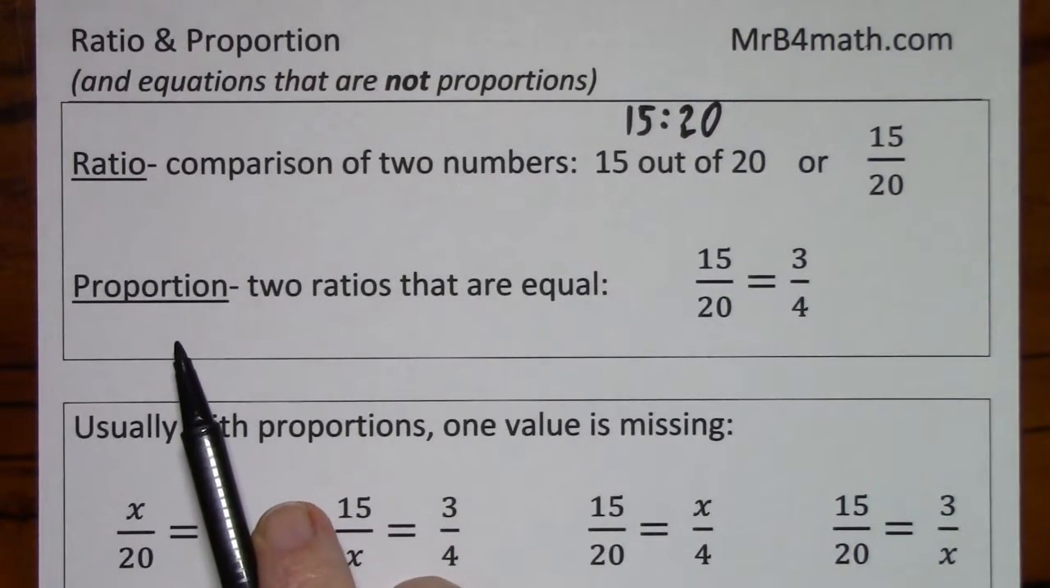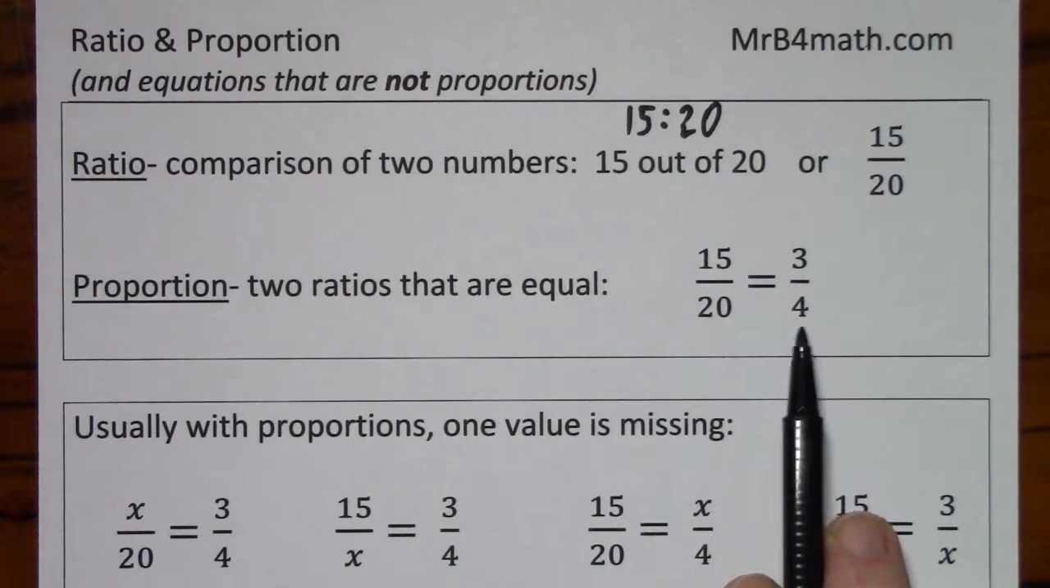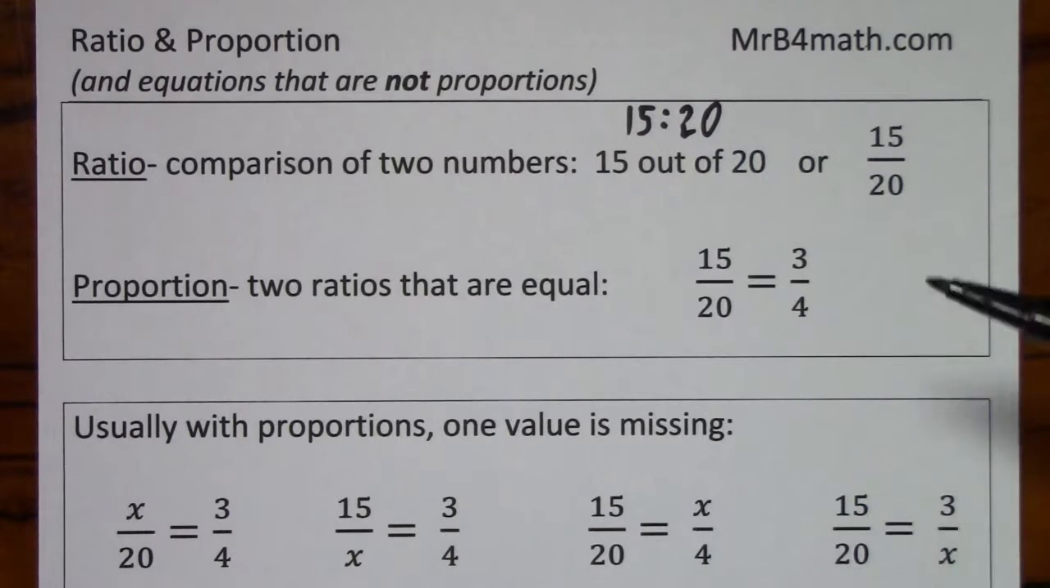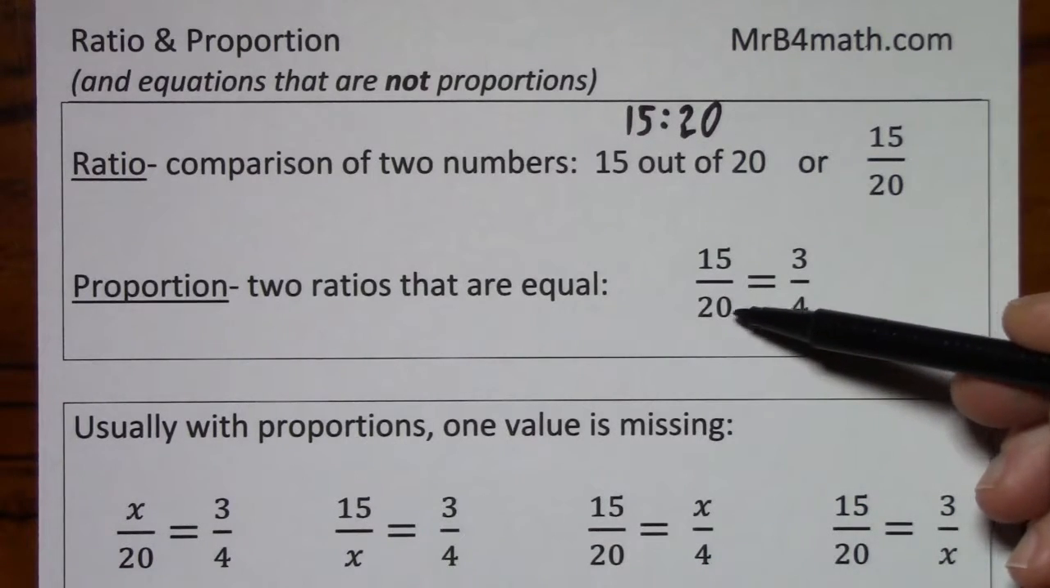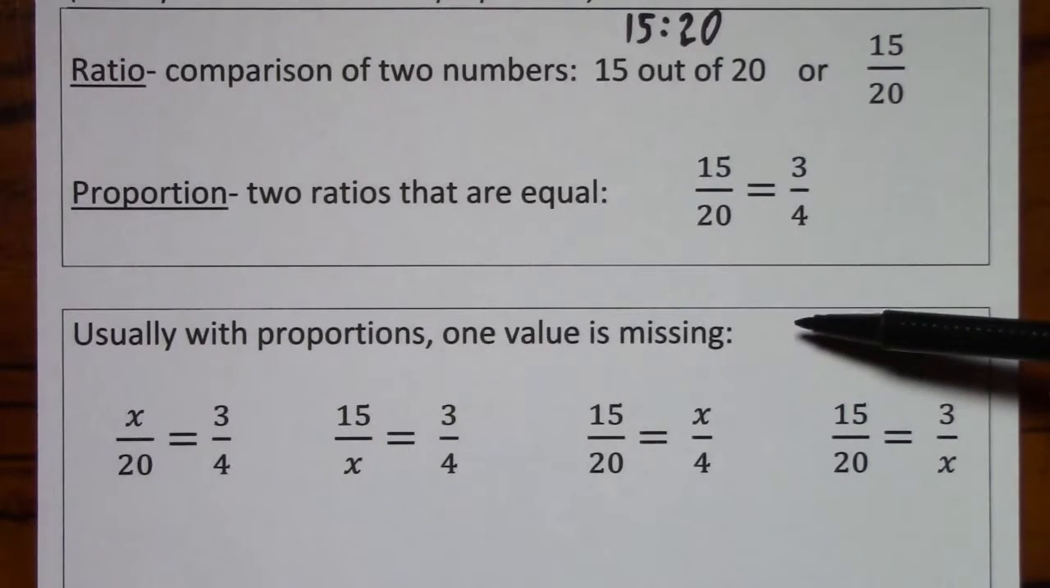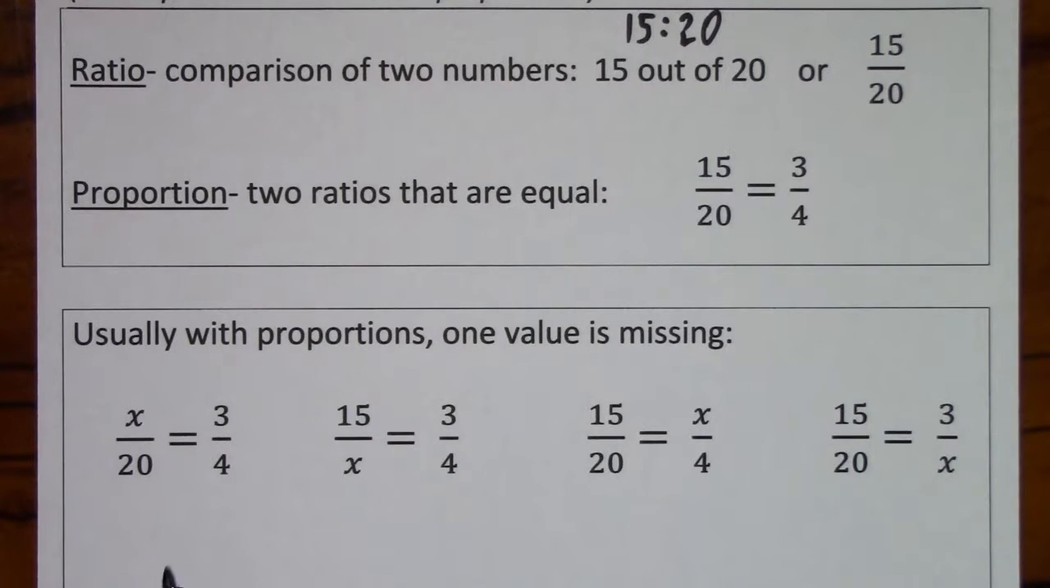A proportion is simply a comparison of two ratios. They have to be equal, and I'm sure you're familiar 15/20 is the same as 3/4. Usually with the proportions that you'll be given, one value is missing. So you can see each of these algebraic equations has one value missing.